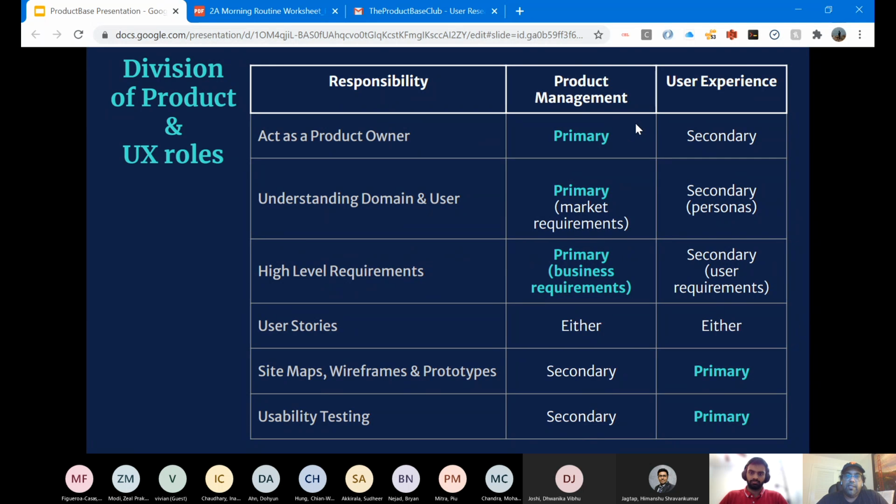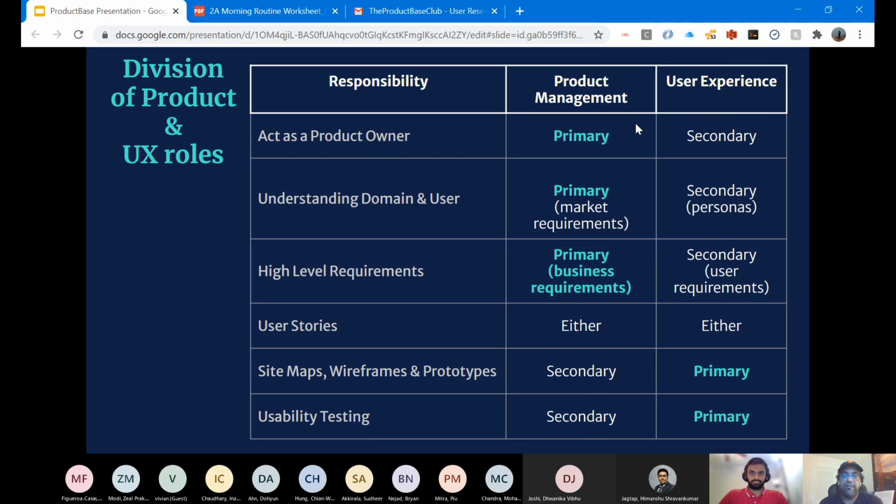Whether you understand the domain and the user, obviously the product manager is responsible for defining the target market, the segments needed. The user experience folks, the design folks, are responsible for creating the personas. So they're focusing on the specific users versus the market or the segment. There's a slight difference between the two. Segments are more aggregated in nature. Personas are more individualistic. So you're essentially looking at individuals in that scenario.